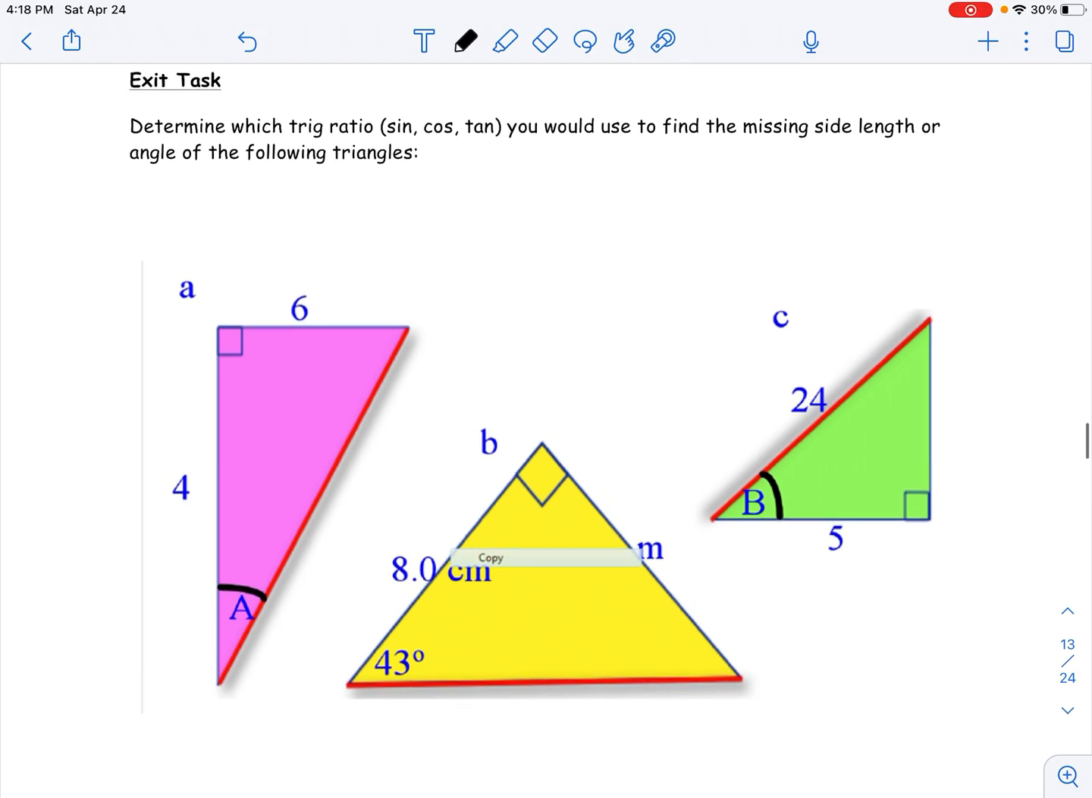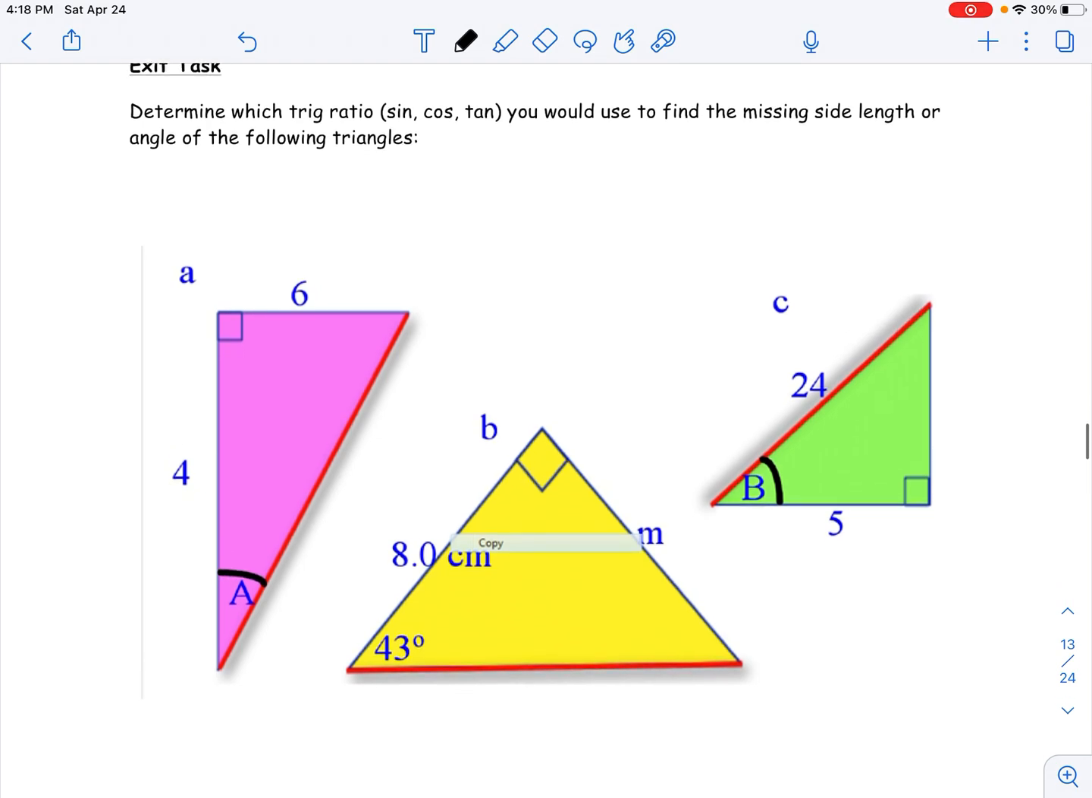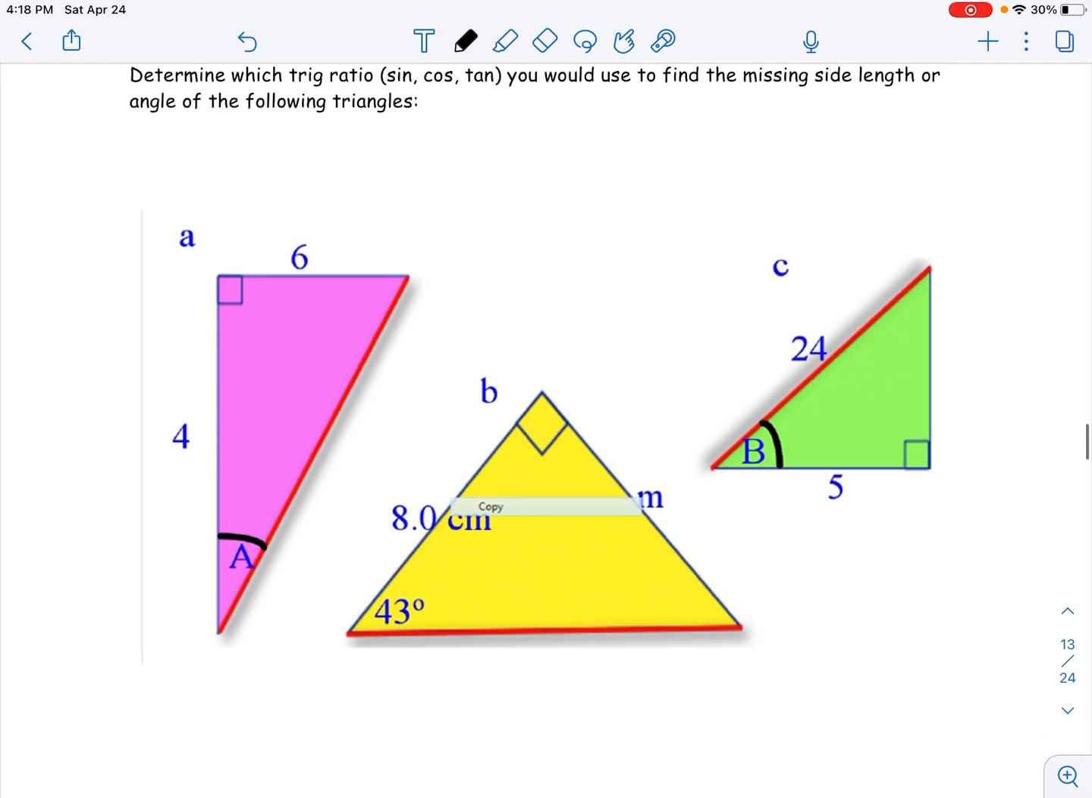Okay, so let's look at this one. Let's see what ratio we would use if we were trying to solve for these. And I'm going to solve for the one for a cos just to practice because we haven't done a cos one yet. Okay, so if we're looking at question A, they're asking us to look from A and label our sides. So we know this is our hypotenuse, this is our adjacent, this is our opposite side.